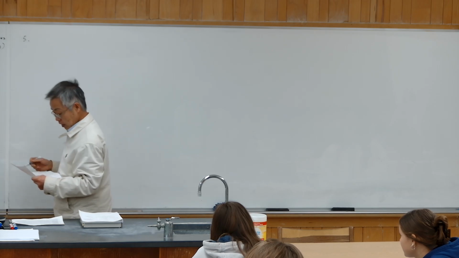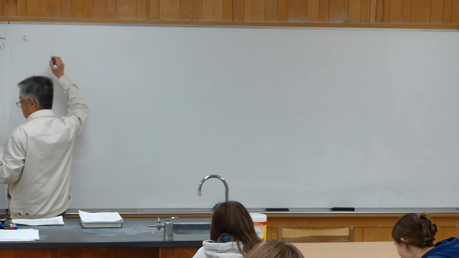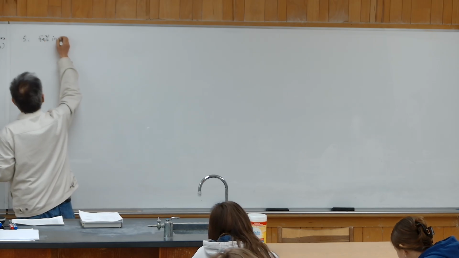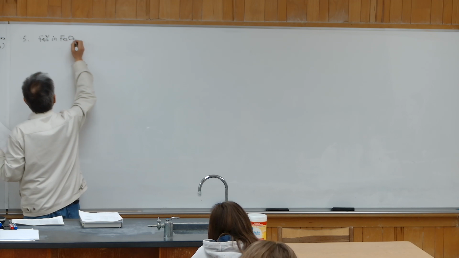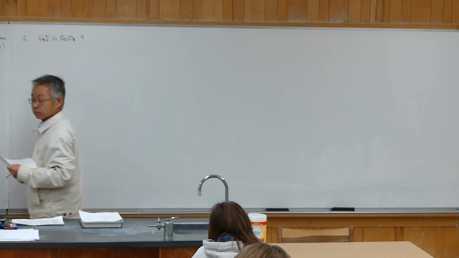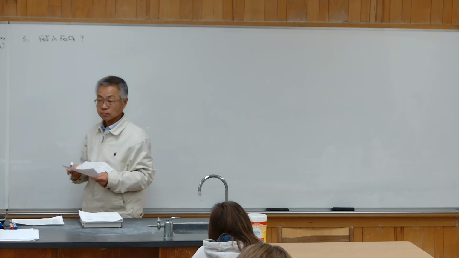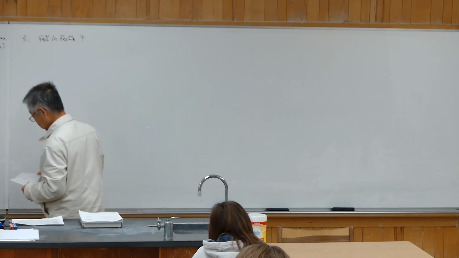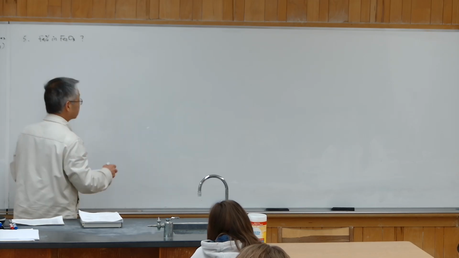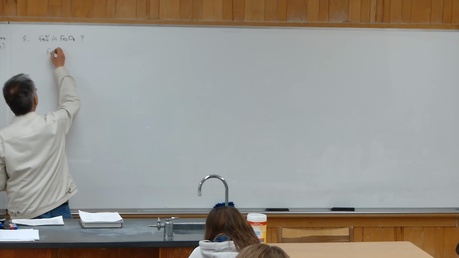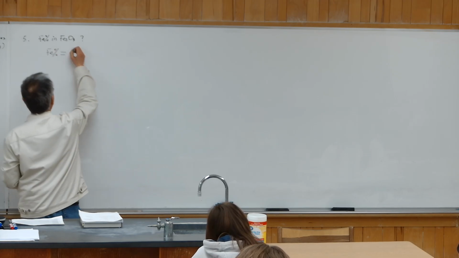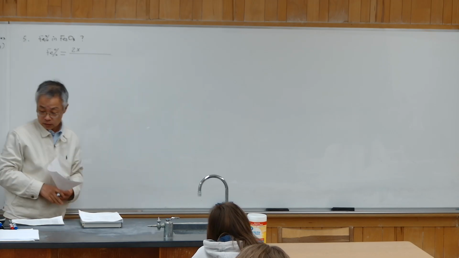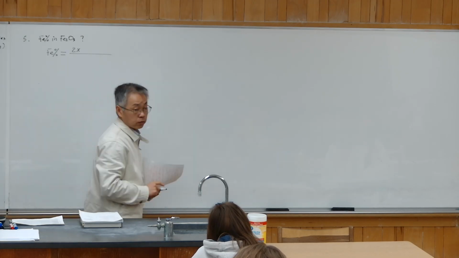It asks for the percentage of iron in the compound Fe2O3. How can we calculate the percentage of iron in Fe2O3? We need to use the periodic table. So Fe in Fe2O3, what is the molar mass? The periodic table tells us 55.85, right?